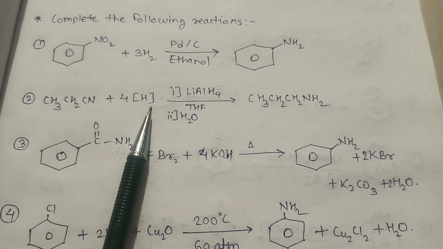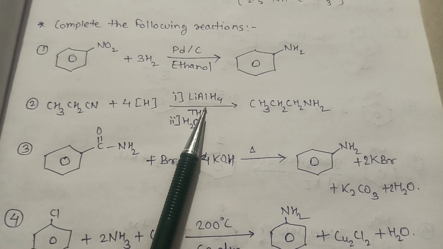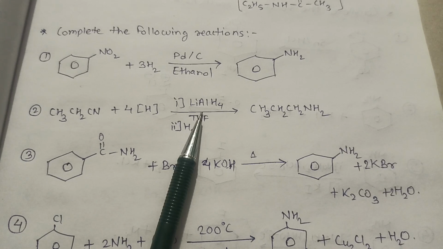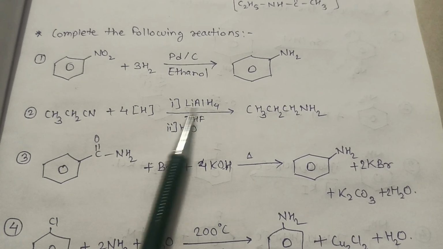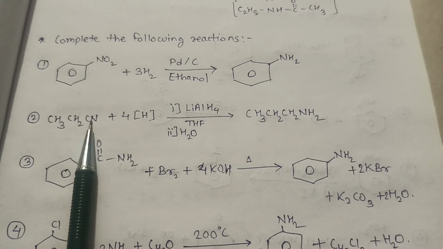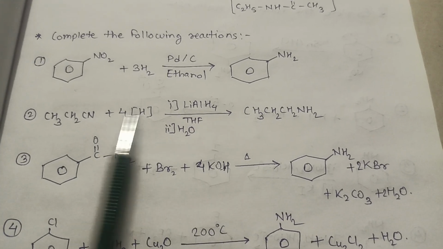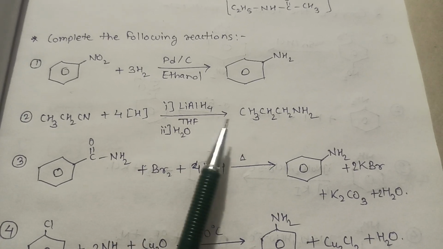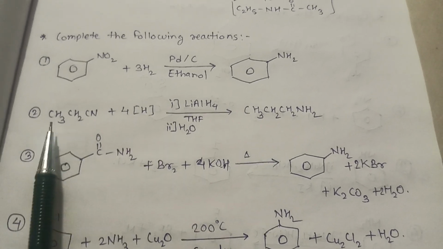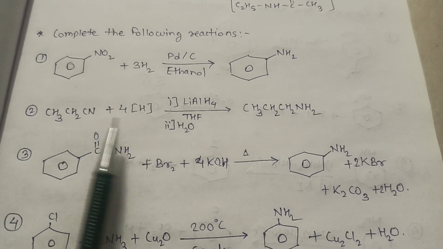Next is again a reduction reaction, but here we are using a different reagent, LiAlH4, that is lithium aluminum hydride. So two hydrogens will go to this carbon and it will become CH2. Two hydrogens will go to N and it will become NH2. So ultimately we are getting propane amine from ethyl cyanide.